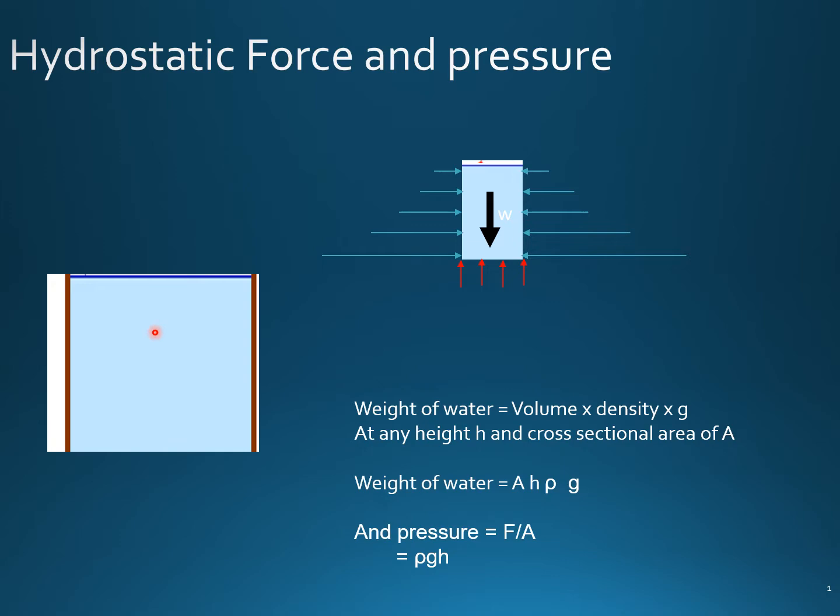To find this answer, let's create a free body diagram of a small column of water. So let's cut a small column of water here, and make a free body diagram. And we are talking about the hydrostatic case. That means water is not moving, right? So this column of water is supported by the force from different directions, right? And that's what we show in the free body diagram here.